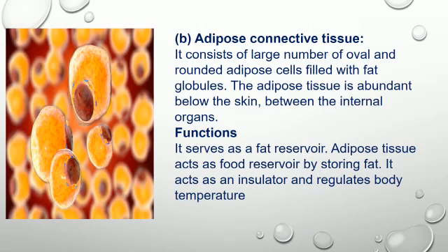Adipose connective tissue. It consists of large number of oval and rounded adipose cells filled with fat globules. The adipose tissue is abundant below the skin and between the internal organs. Functions. It serves as a fat reservoir. Adipose tissue acts as food reservoir by storing fat. It acts as an insulator and regulates body temperature.